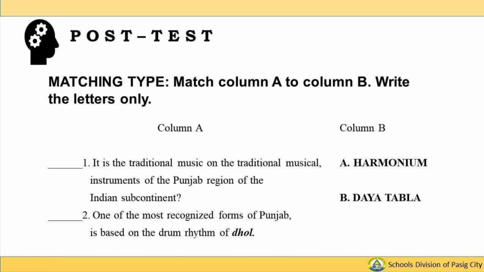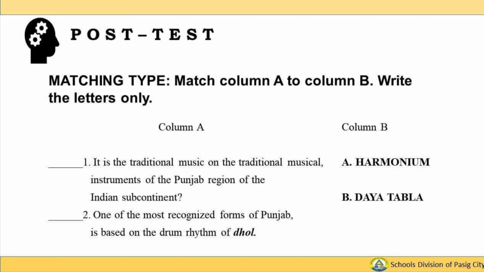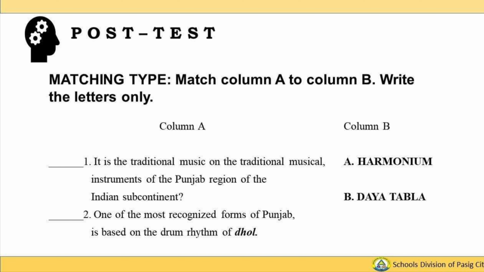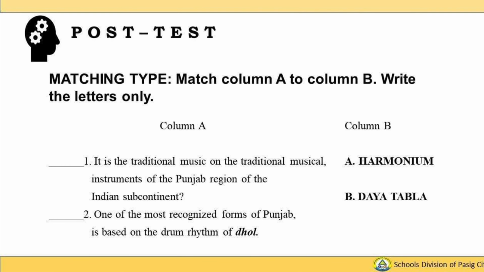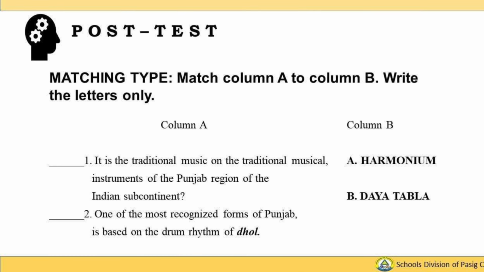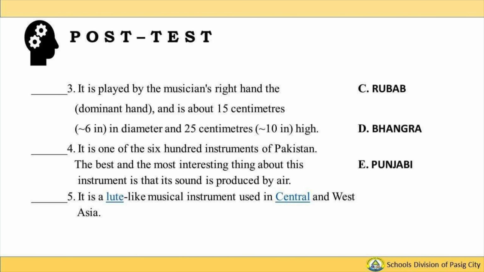Now let's determine what you have learned from our lesson. Match column A to column B. Write the letters only. Number 1. It is the traditional music on the traditional musical instruments of the Punjab region of the Indian subcontinent. Number 2. One of the most recognized forms of Punjabi music is based on the drum rhythm of dhol. Number 3. It is played by the musician's right hand, the dominant hand, and it's about 15 centimeters or 6 inches in diameter and 25 centimeters or 10 inches in height.